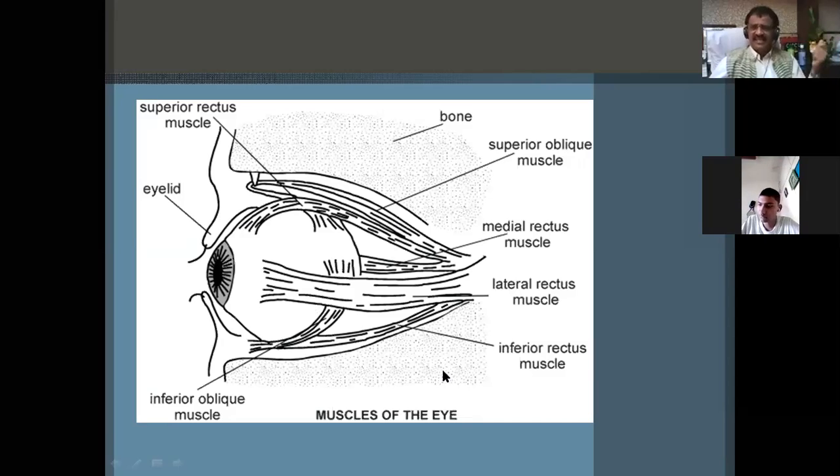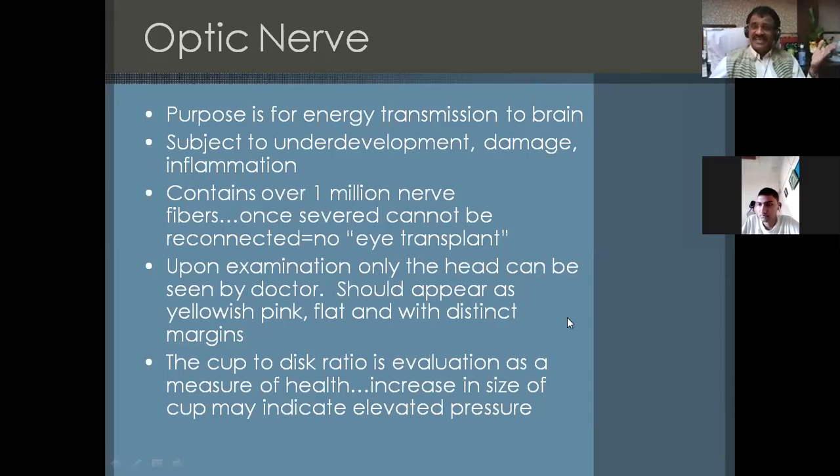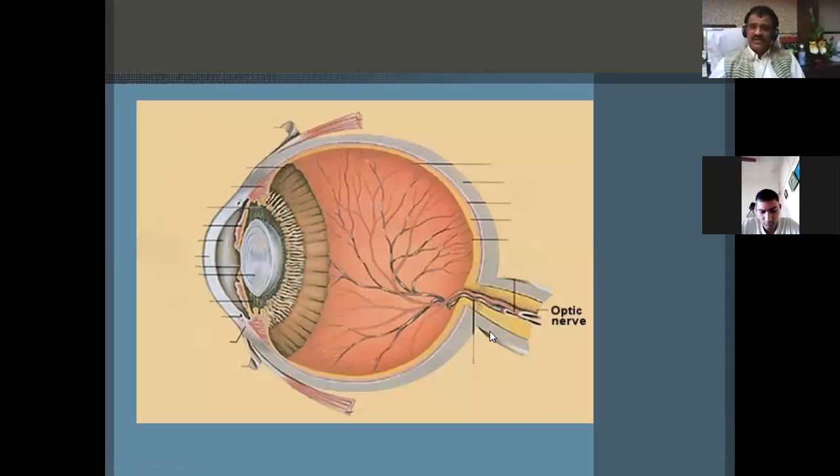Okay, muscles going obliquely. So these are the muscles of the eyeball, and the optic nerve is the second cranial nerve, and it is the vision nerve. It is a special sensory nerve. Its purpose is transmission to the brain, it is subject to damage, and it contains 1 million nerve fibers, and it is for the visual pathway. Here you can see the optic nerve, and here you can see the optic nerve pathway.